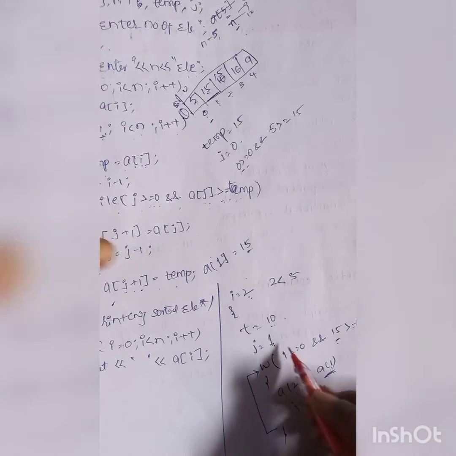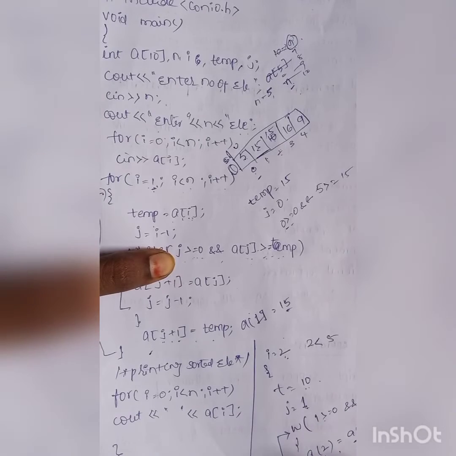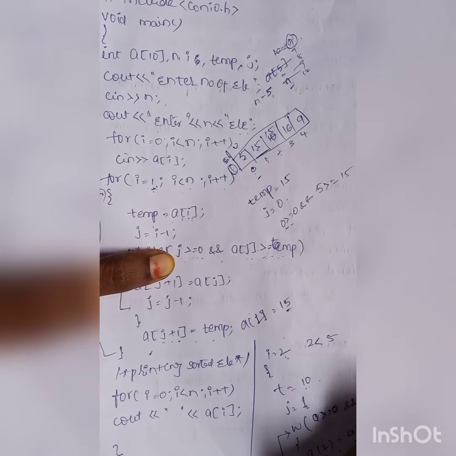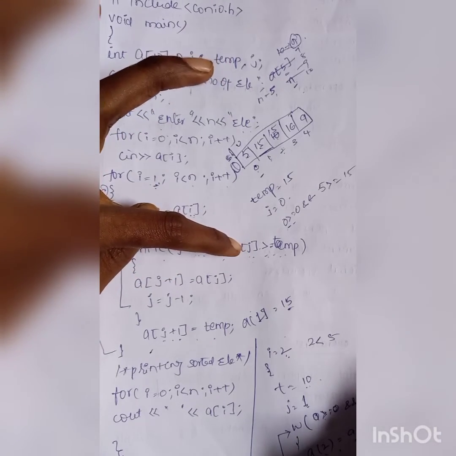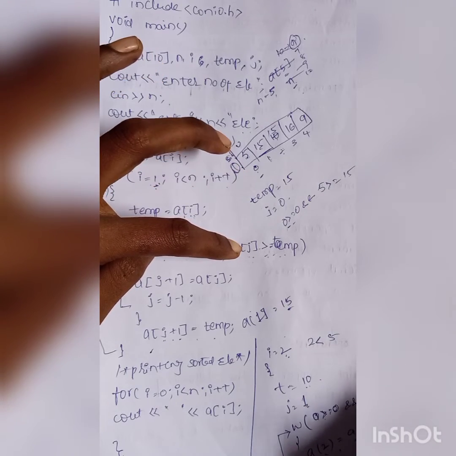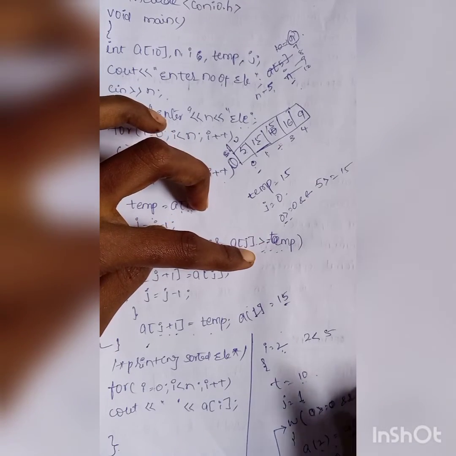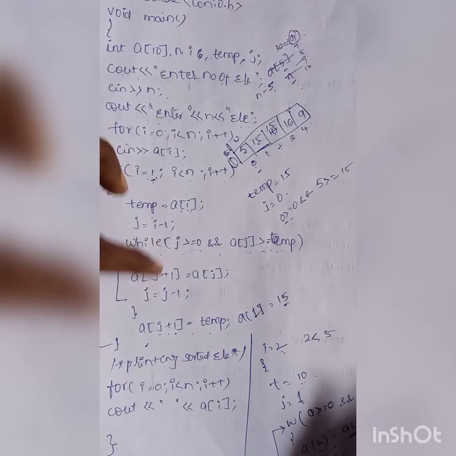Now j is 0. What comes in the next loop? 0 is greater than or equals to 0. Next a of 0. Look at the condition here, a of 0. What element is in a of 0? This is the last loop. Now what is in a of 0? 5, which is greater than or equals to temp. What is in temp? 10. Is 5 greater than 10? So no need to enter into the while loop.